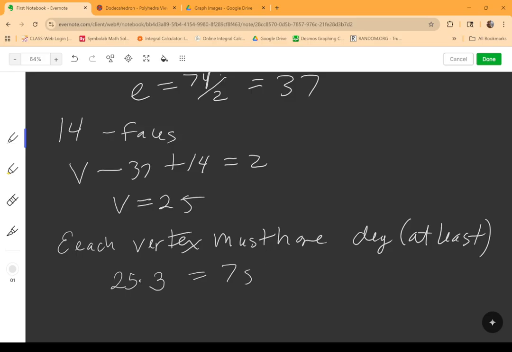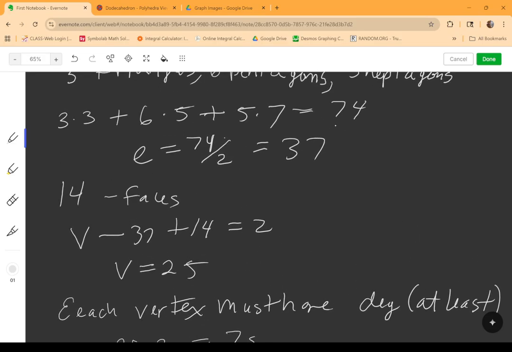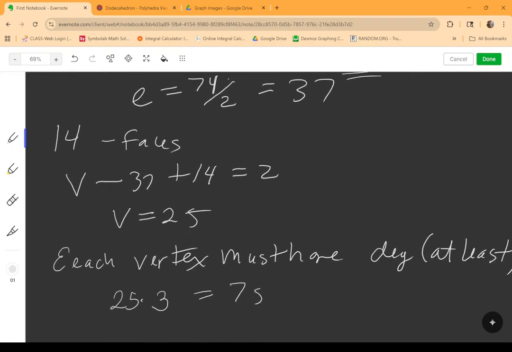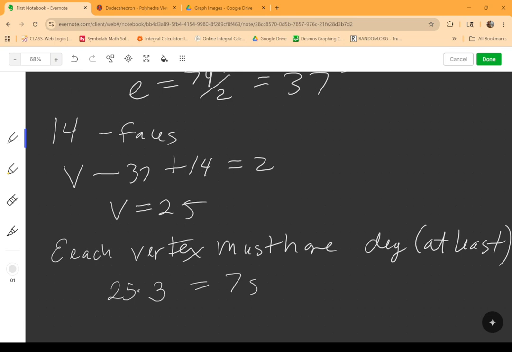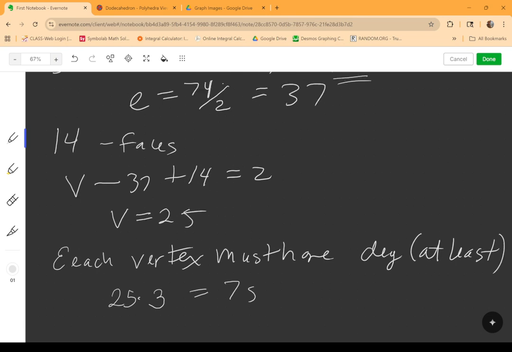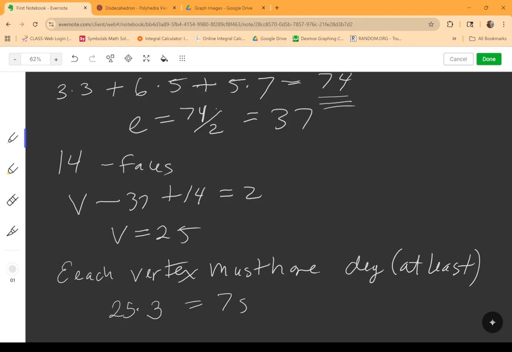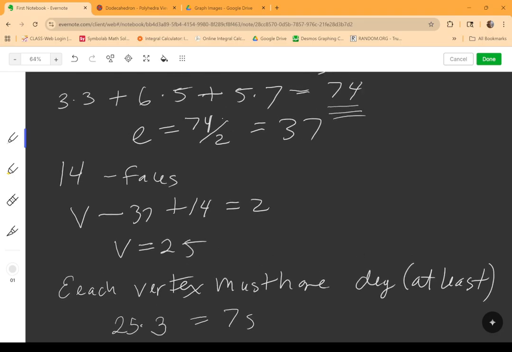Now, what that hints at is that there has to be more than 37 edges, right? So it will not be possible for this to work. Because here, again, 75 divided by 2, minimum, so maybe it's 76, but all this tells me is that there has to be more than 37 edges. So what that means is that Euler's formula will not be satisfied, so this type of polyhedron is not possible.